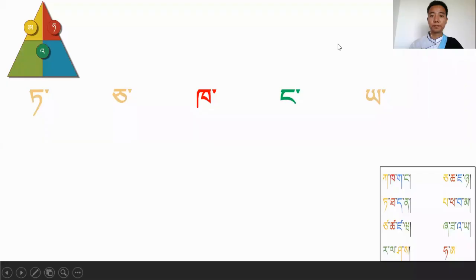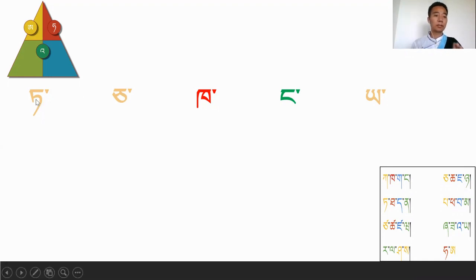As I mentioned earlier, today I am going to teach you 5 new characters from the 30 consonants, and how to read and how to write them, and there are some meanings also. So here we go. These are the 5 new characters from the 30 consonants for today's class. Let's start with how to read and write.